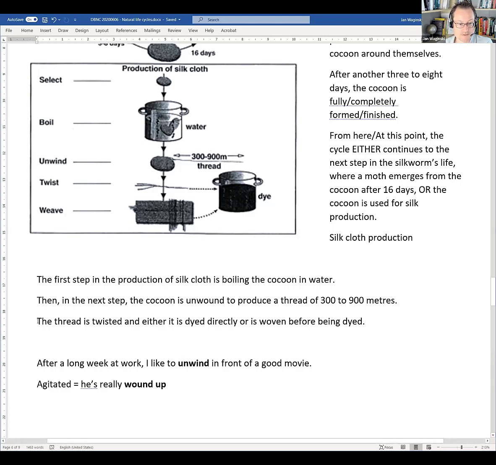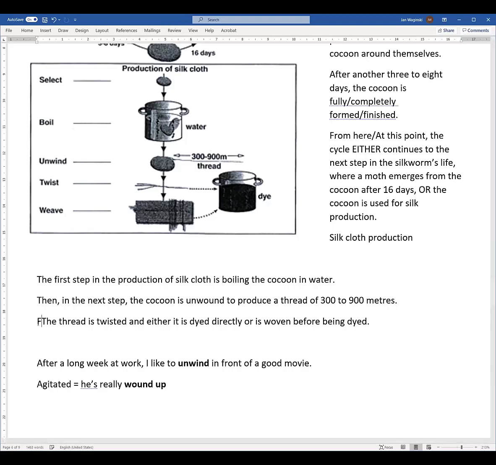So here we need a transition, and that's it. Dina, this is a simple one, but what transition would you put here? Finally. That's it.